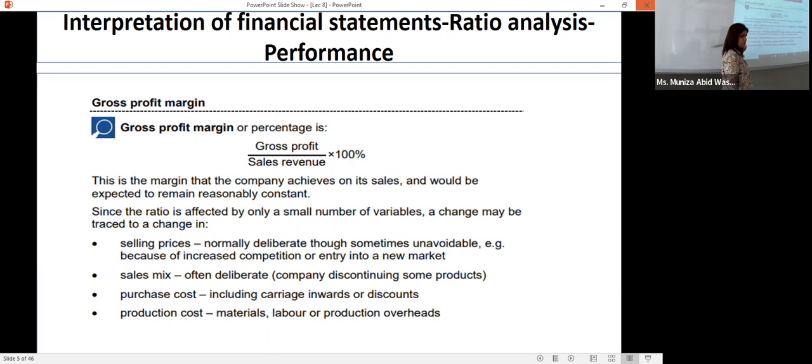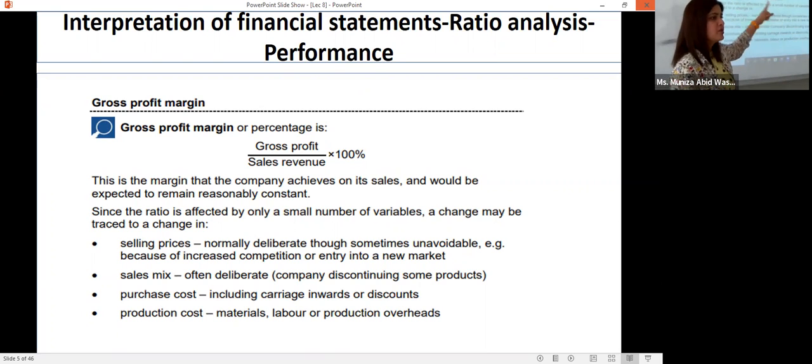The more the purchase cost is there, the higher cost of sales is going to be there, and it will be reducing your gross profit margin. Production cost. All the costs which the organization is spending either on purchases or the manufacturing will also going to increase the cost of goods sold.